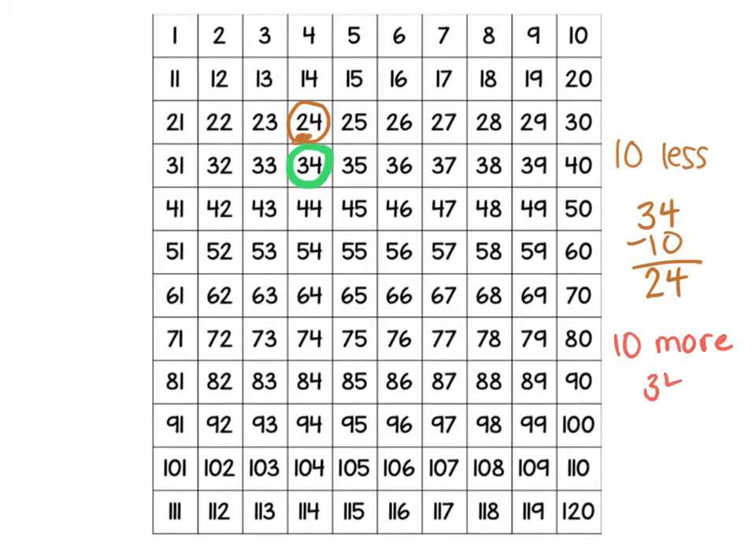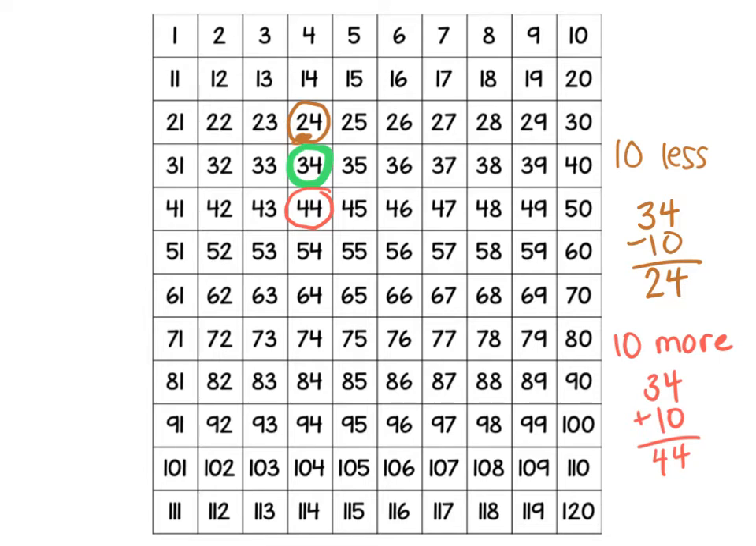Now what about if we want 10 more? That would be 34 plus 10. Again, the ones place stays the same, but now we're giving a 10 to the tens place. So we'd have 44, which, looking at this hundreds chart, is right below the 34. See the pattern?